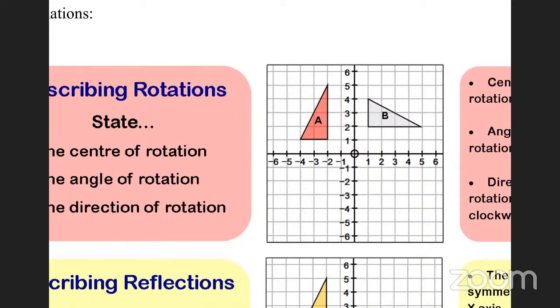It rotates across the axis. I don't like that. So it went clockwise or anti-clockwise? Clockwise. About what is center? Looking like 0, 0. So it went this way, clockwise, 90 degrees about the center, 0, 0.